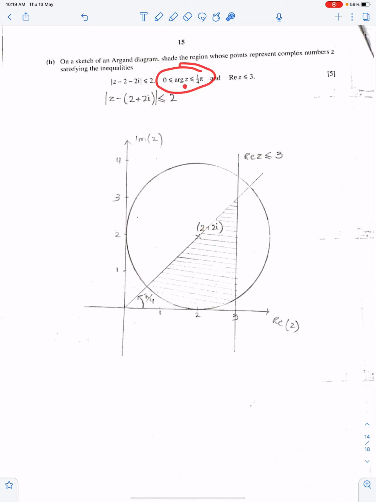This is argument of z from origin, and the range is from 0 to pi by 4. This is 0 and this is pi by 4. Make sure this argument line passes through the center, because the coordinates of center are 2 plus 2i.